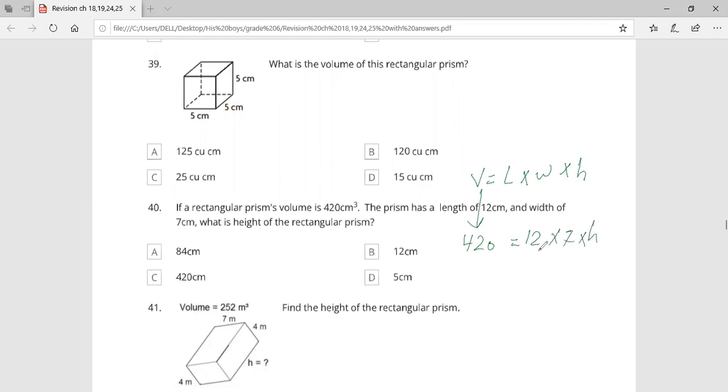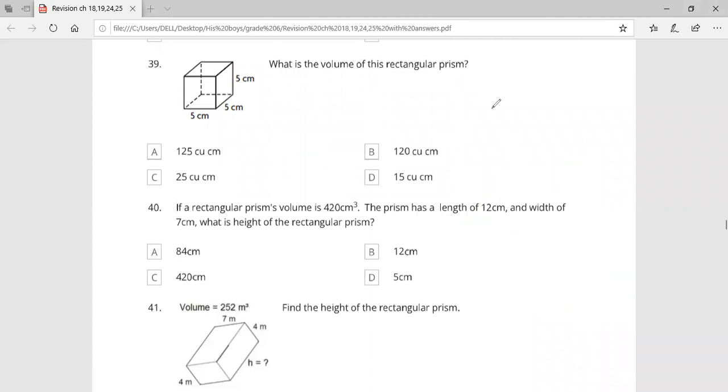We can multiply 12 by 7, or leave it the same, and to get the height, 420 divided by 12 multiplied by 7. It's better because 42 divided by 7 is 6, so 420 divided by 7 is 60, and 60 divided by 12 is 5. It is easy. Instead, you can multiply 7 by 12 to get 84, and then divide 420 by 84. As you like, but here is the easy way to get it.